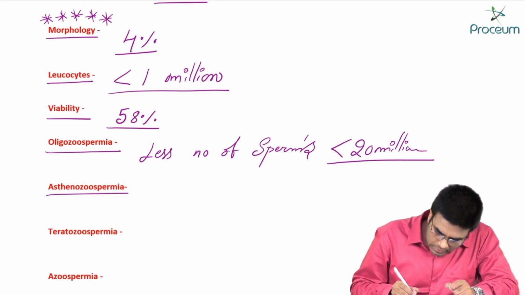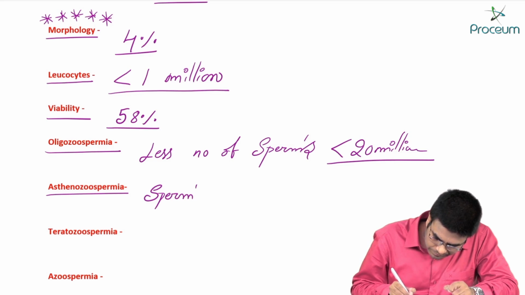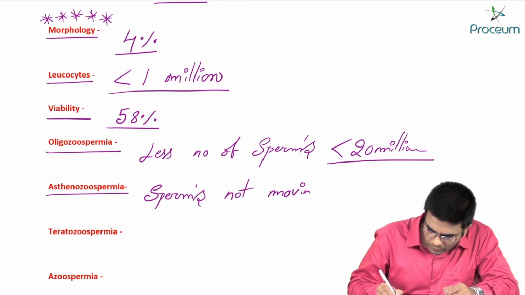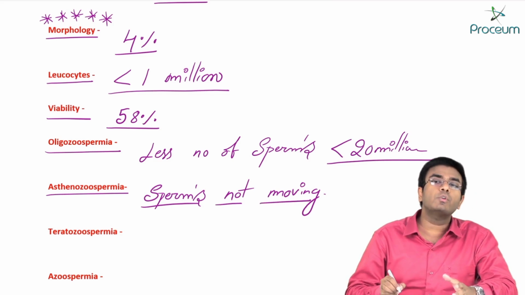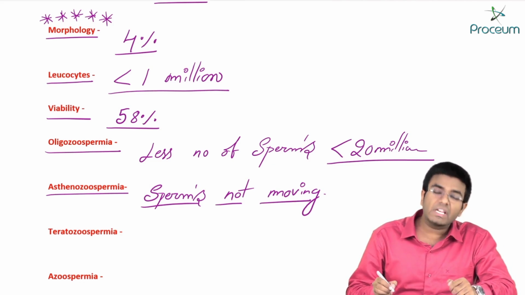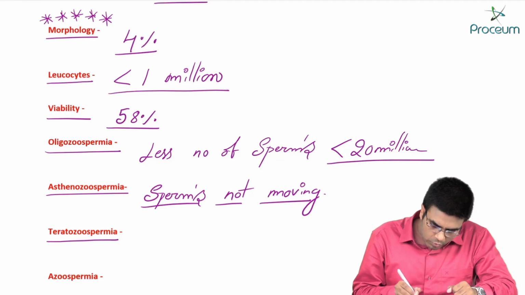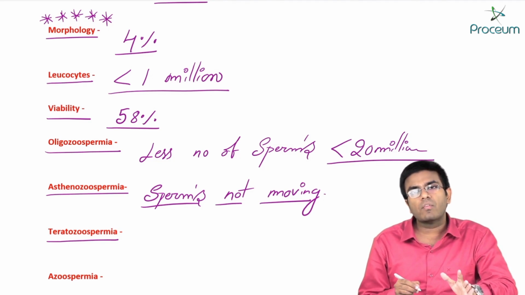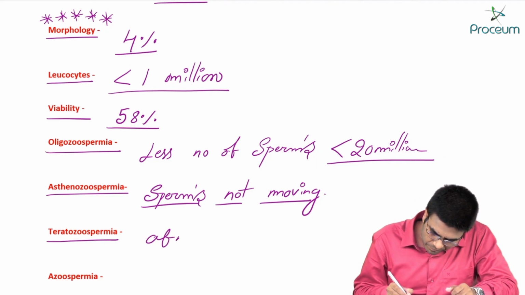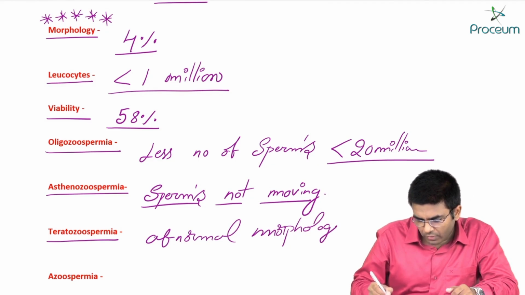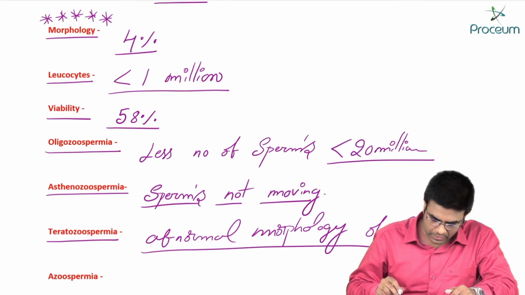Now, what does it mean by asthenozoospermia? Asthenozoospermia means sperms not moving. Okay, sperms which are not able to move properly. That is asthenozoospermia. Astheno means weak. Okay, so sperms which are unable to move. Next, teratozoospermia. What does it mean by teratozoospermia? It means abnormal morphology of sperms. Okay, abnormal forms of sperms are there.